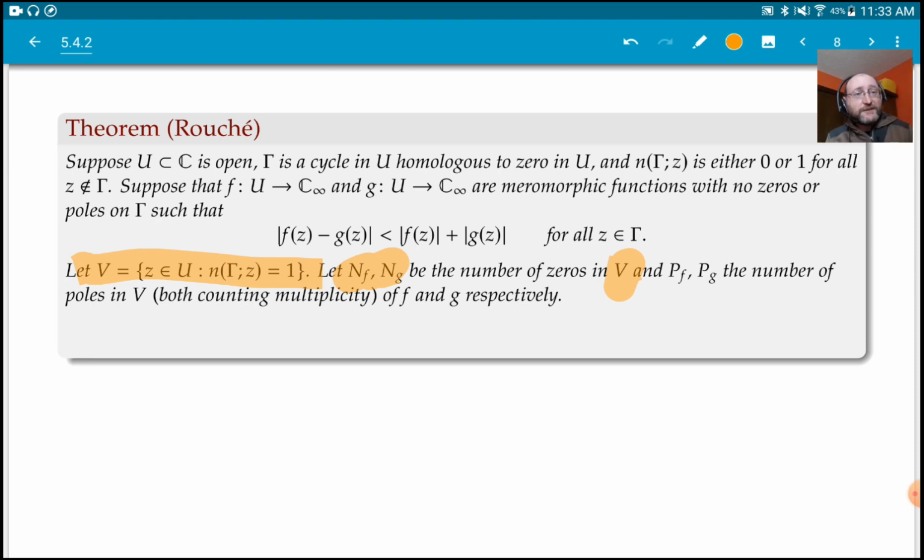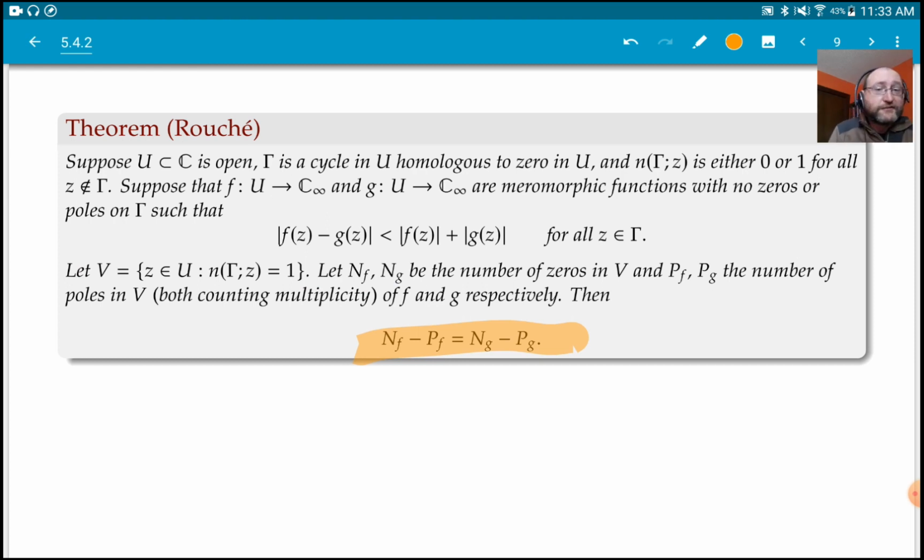And p sub f and p sub g are the poles. So p sub f is the number of poles of f, and p sub g is the number of poles of g in V, counting multiplicity. Then we get that these differences of the zeros and poles are the same for f and g.